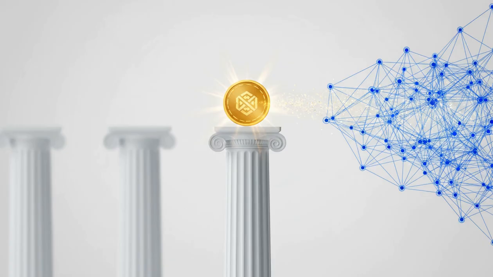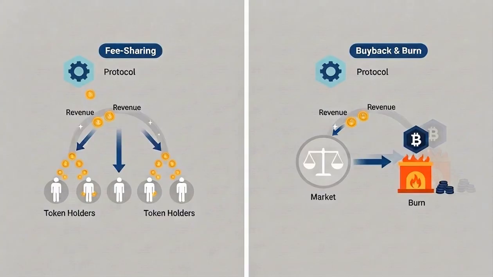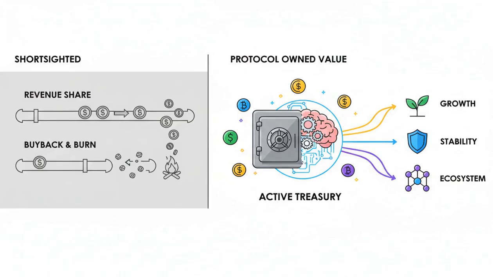All right, let's tackle our third and final pillar, economic rights. This is the big one. How does your token actually capture the value it helps create? The most common paths are fee sharing, where protocol revenue is directly distributed to token holders, and buyback and burn models, which use revenue to purchase tokens off the market, reducing supply. What I find is that both have their place, but they can be short-sighted.